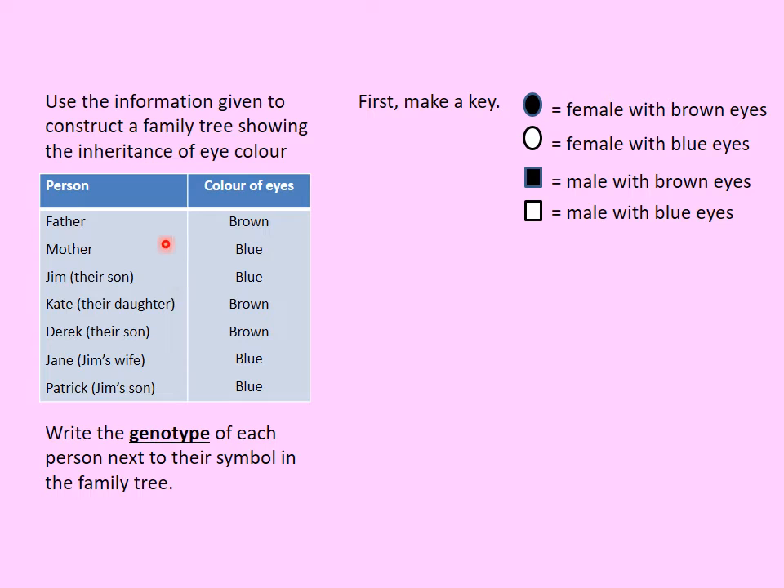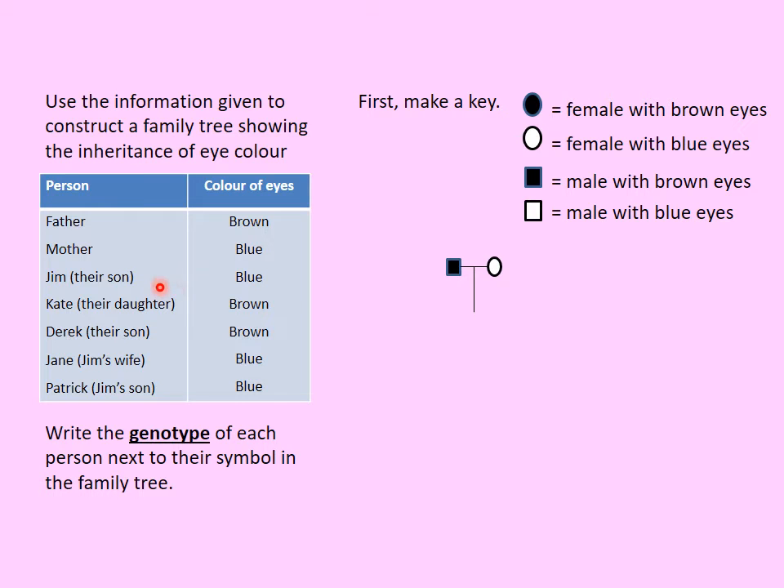So you start at the top with the father here. The father, he's a male, he's got brown eyes, so I'm going to draw a black square. The mother in this situation, she's going to be a female, she's going to have blue eyes, so she's going to be a white circle. So I have these two individuals. To show that they went on and had kids, what I do is I draw a line to show that these two are the parents, and then to show their offspring, their children, I draw another line down.